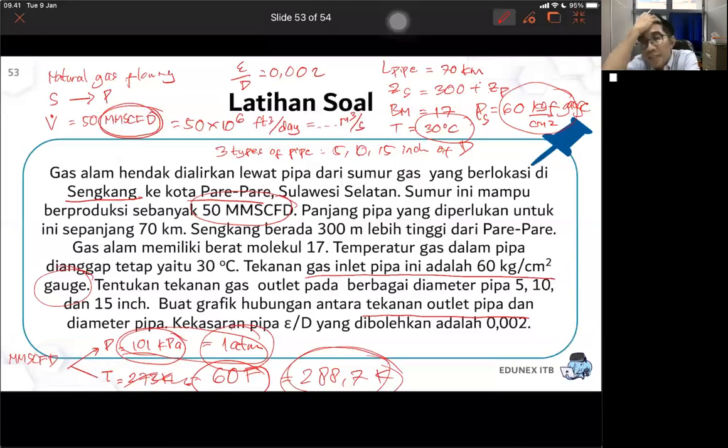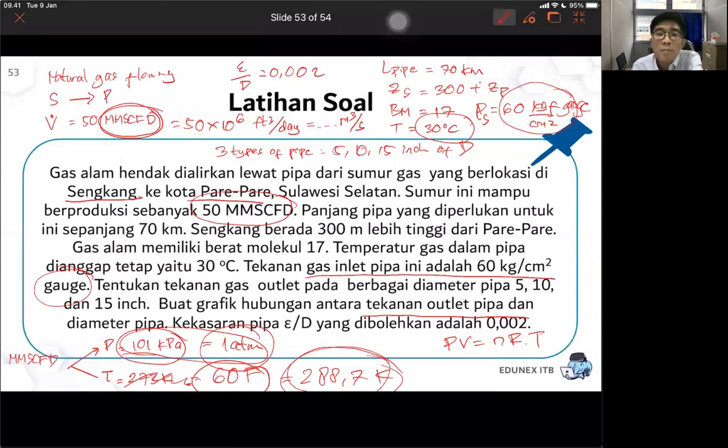Do you still remember? What is the equation that correlates pressure, temperature, and volume? PV equals nRT, sir. Yes, actually, it is called the equation of state, persamaan keadaan. The simplest equation of state is the ideal gas equation. So PV equals nRT.